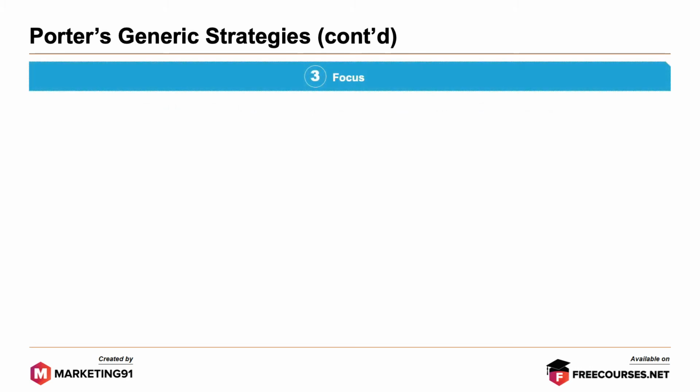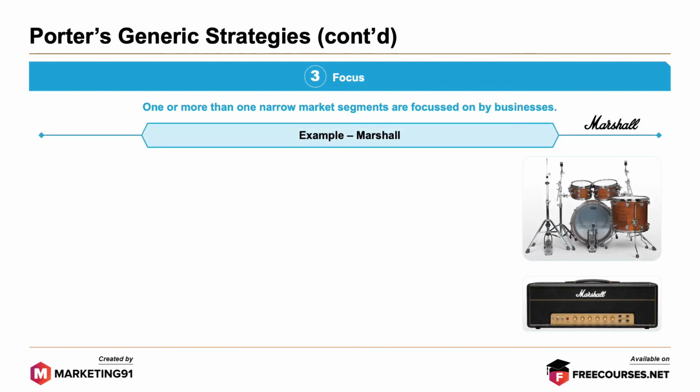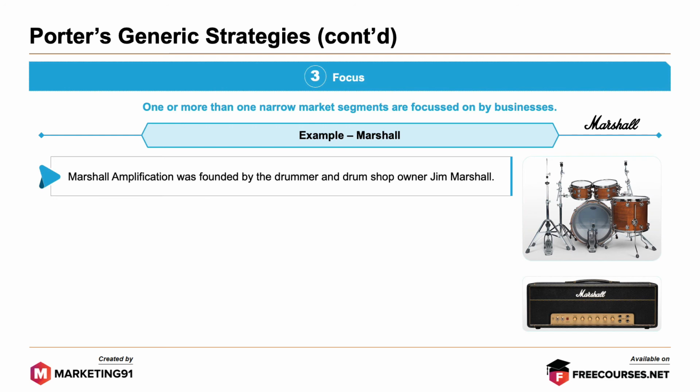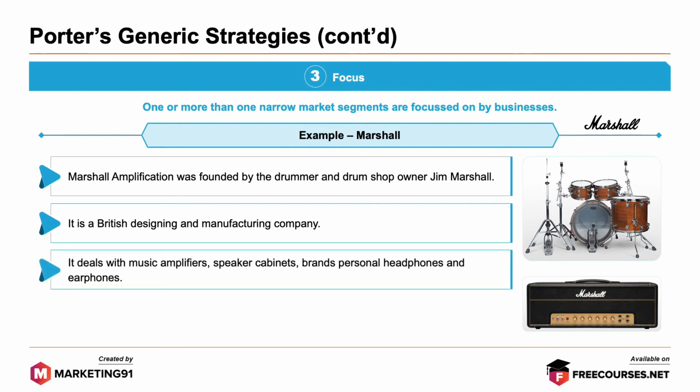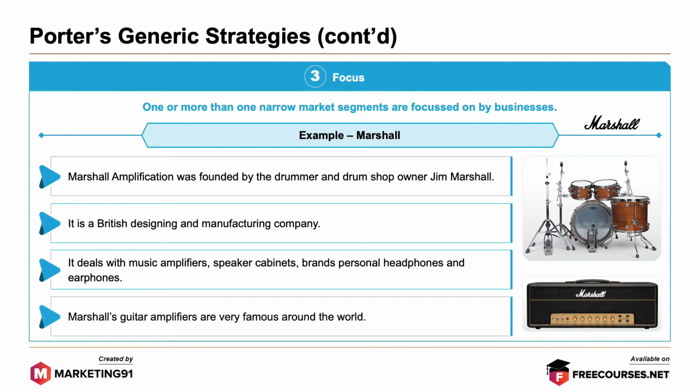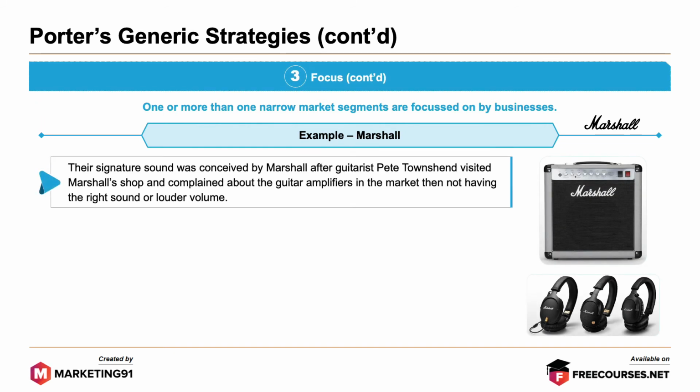And finally, focus. One or more narrow segments are focused on by the business. Example in this case is Marshall. Marshall Amplification was founded by drummer and drum shop owner Jim Marshall. It is a British designing and manufacturing company. It deals with music amplifiers, speaker cabinets, personal headphones and earphones. Marshall guitar amplifiers are very famous around the world.